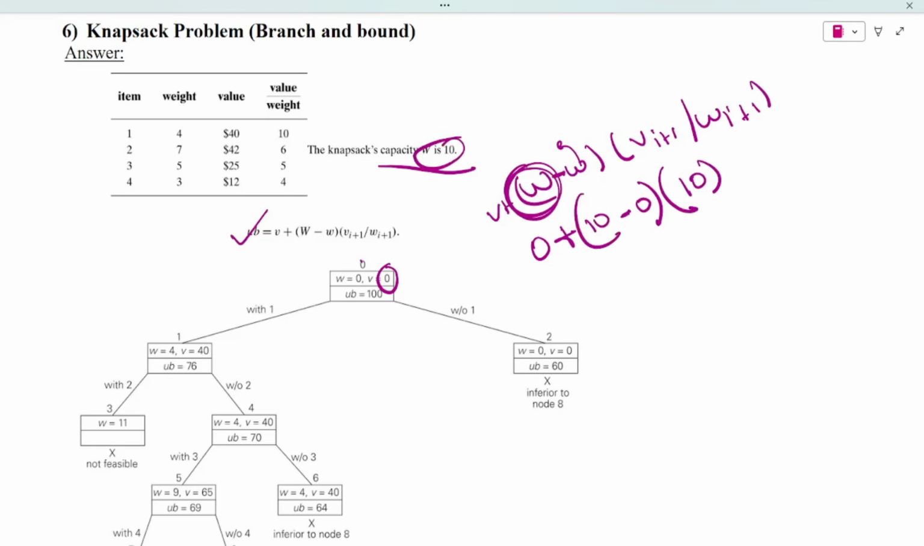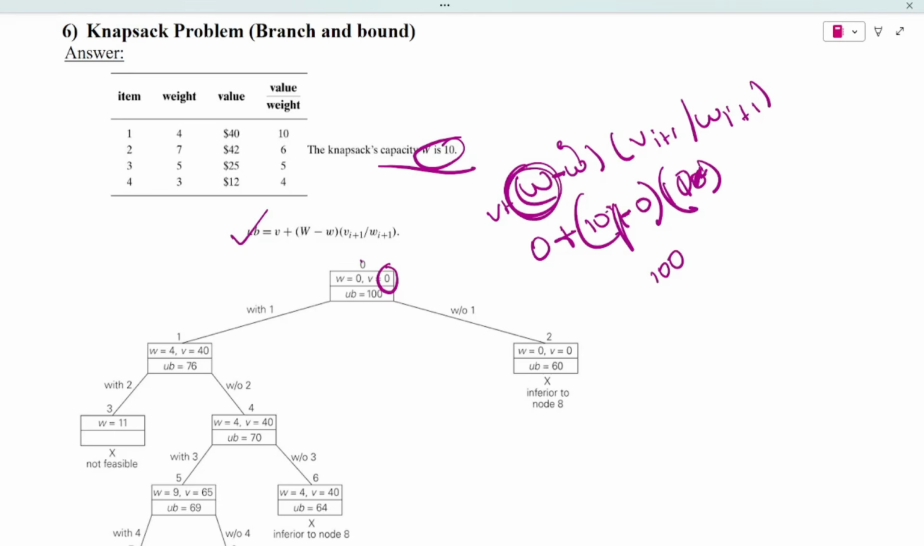Okay, 10 minus 0, and this next value, the next value is what? 1. You can consider 1, or you can consider this as the maximum capacity, and write this as 1 and this as 10. Anyhow you will be getting 10 into 10, what will it be? 100. The upper bound you got is 100.